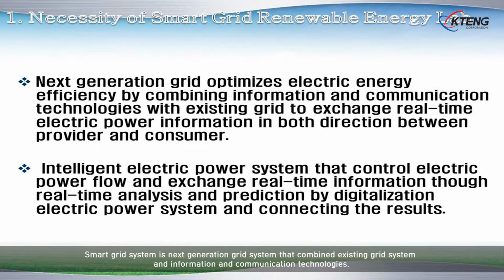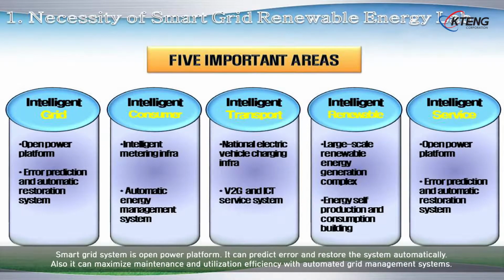Smart Grid System is a next-generation grid system that combines the existing grid system and information and communication technologies. It can manage and use generated electricity by exchanging real-time information between suppliers and consumers using a digitalized generating system. Smart Grid System is an open power platform. It can predict errors and restore the system automatically. Also, it can maximize maintenance and utilization efficiency with automated grid management systems.